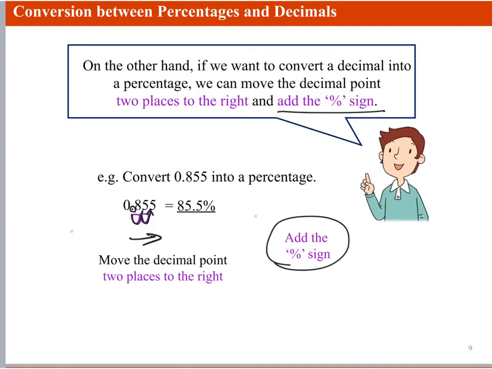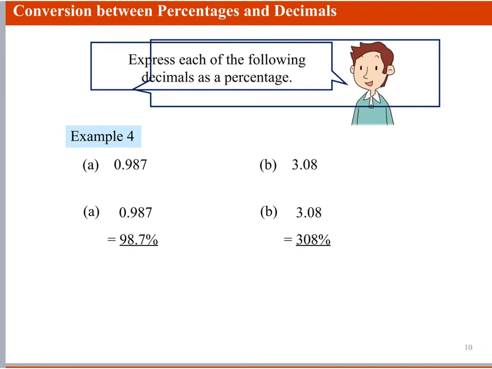Here is the example. 0.987. We move 2 places to the right, and then it becomes 98.7%. In the second example, move 2 places to the right, and it becomes 308%. Remember, add percentage sign at the end.